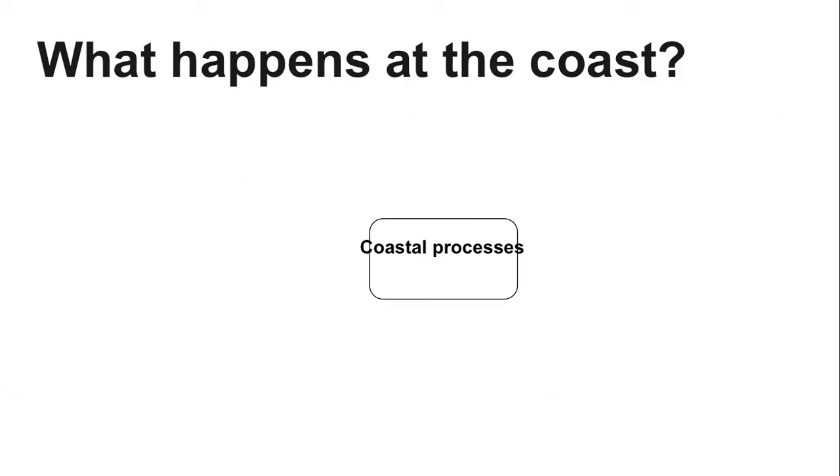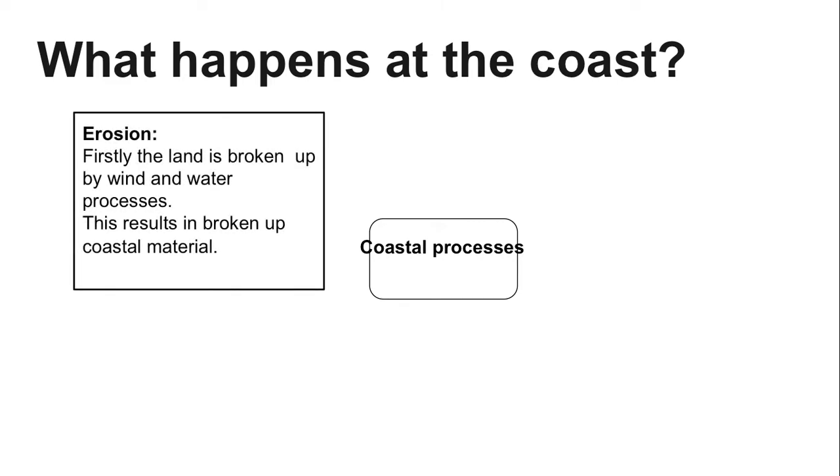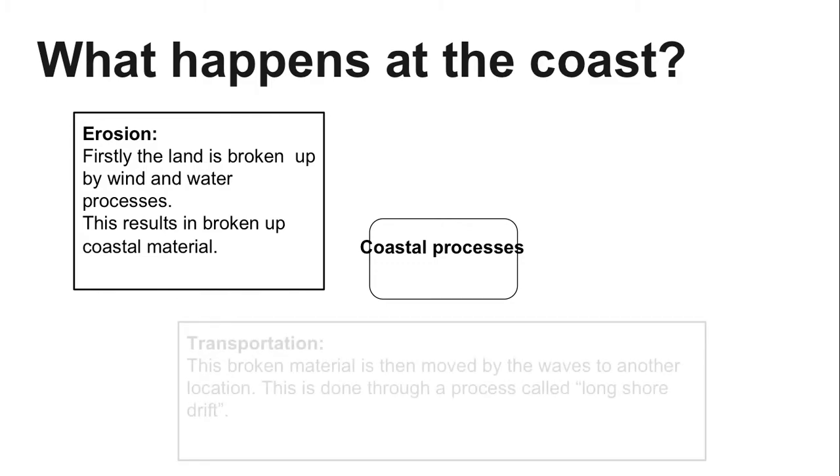But we need to know about these three processes that go on at the coast. There is erosion, so the land is broken up by wind and water that breaks up the coastal material. At the coast, there is a lot of wind, as we've talked about previously, and a lot of water, as you know, from the ocean.